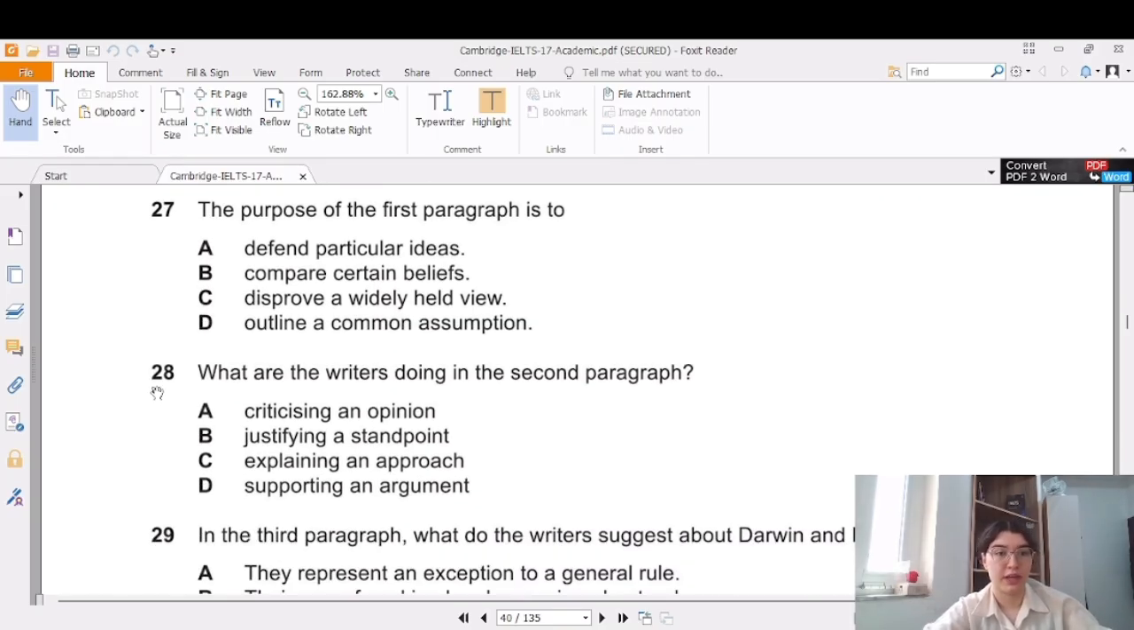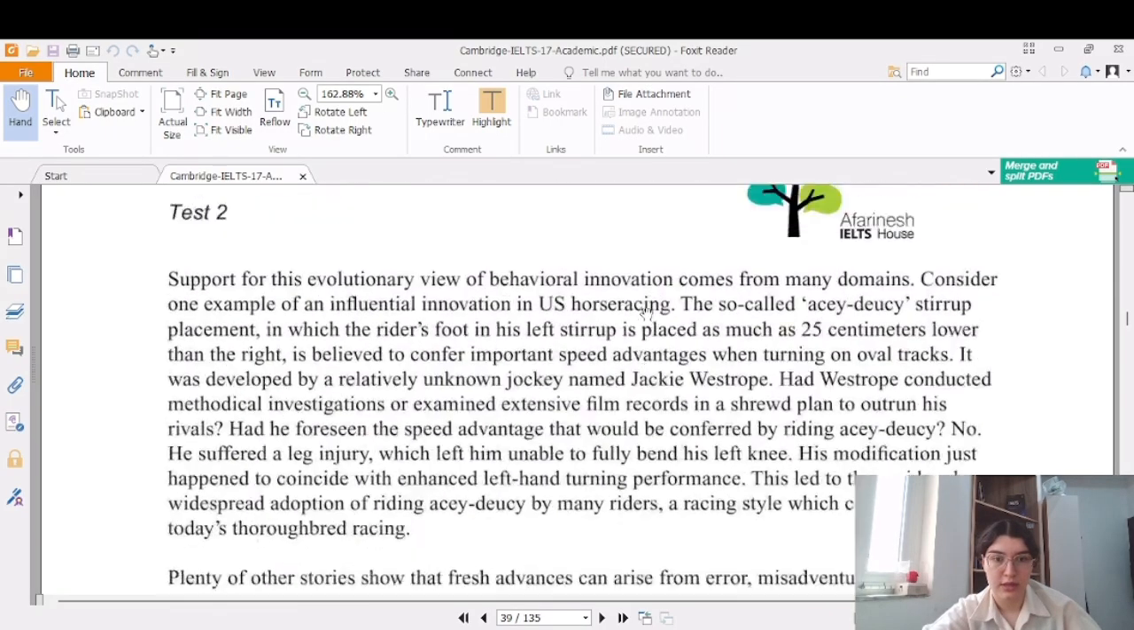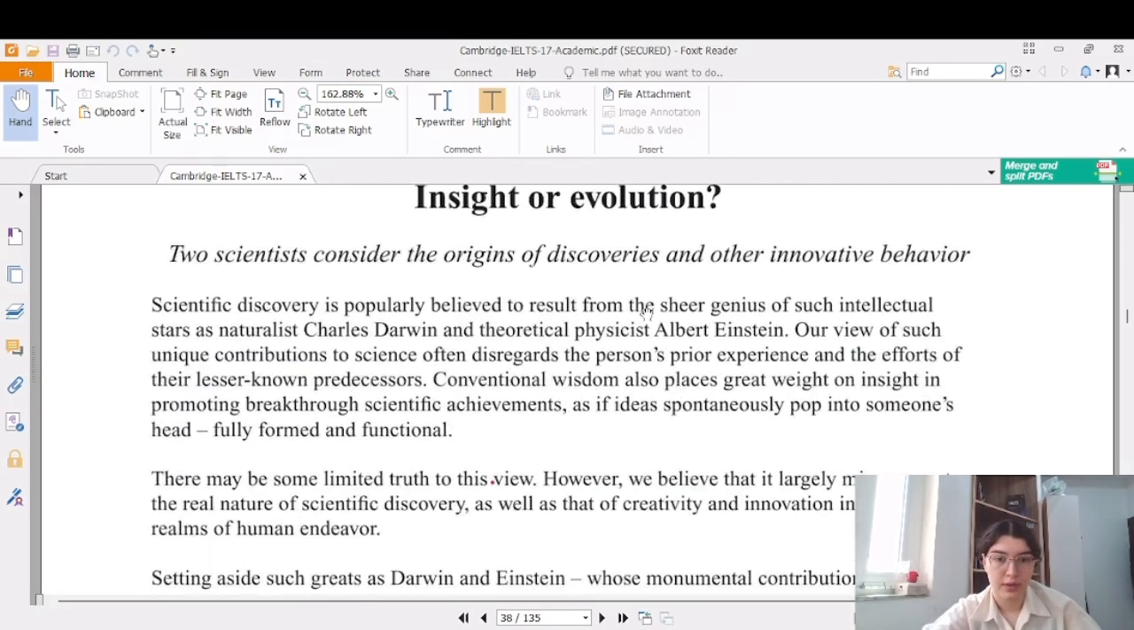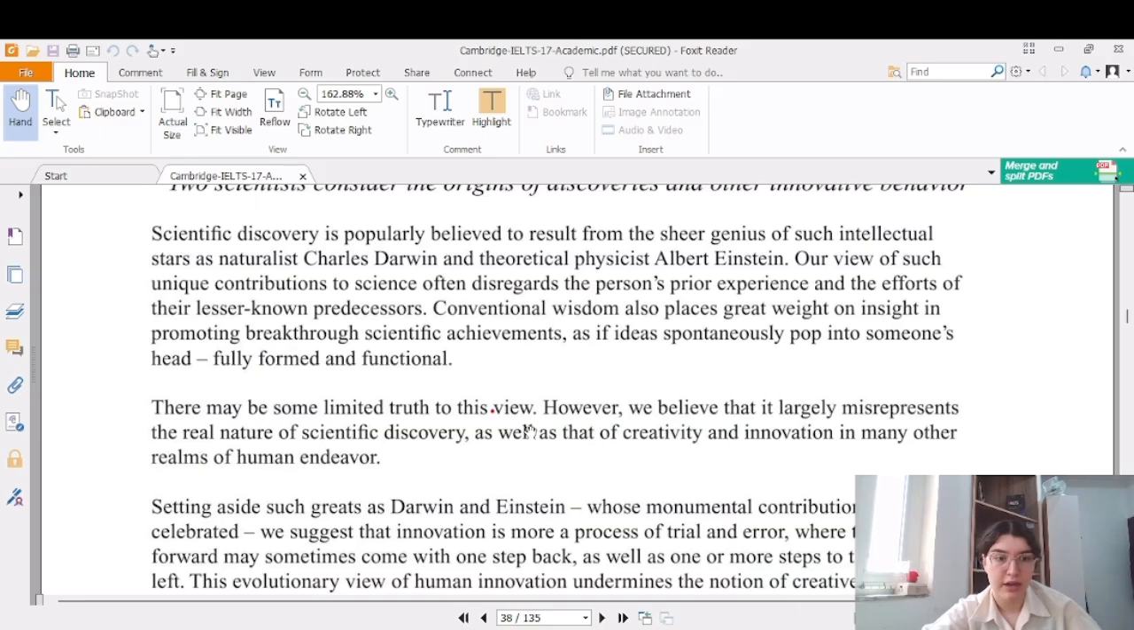Let's move on to question 28. So first we're going to read this question, and then we're going to move on to the second paragraph and try to find the answer. It says, what are the writers doing in the second paragraph? Criticizing an opinion, justifying a standpoint, explaining an approach, supporting an argument. Okay, let's see. This would be the second paragraph. There may be some limited truth to this view. However, we believe that it largely misrepresents the real nature of scientific discovery.